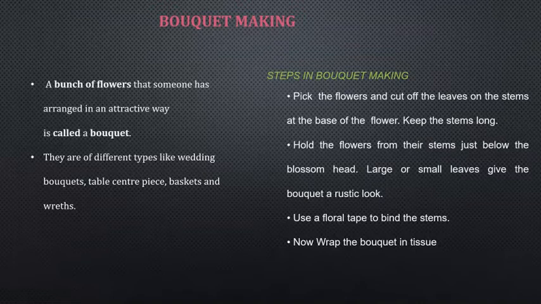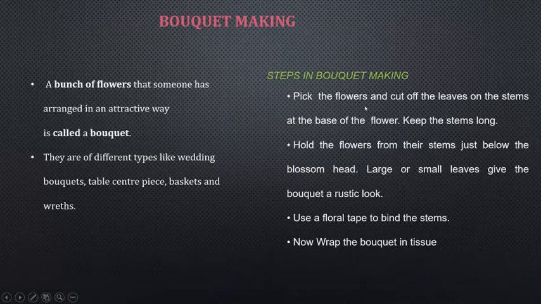Next is bouquet making. A bunch of flowers that someone has arranged in an attractive way is what we call a bouquet. There are different types of bouquets: wedding bouquets, table centerpieces, baskets, and wreaths. So here are the steps for bouquet making.